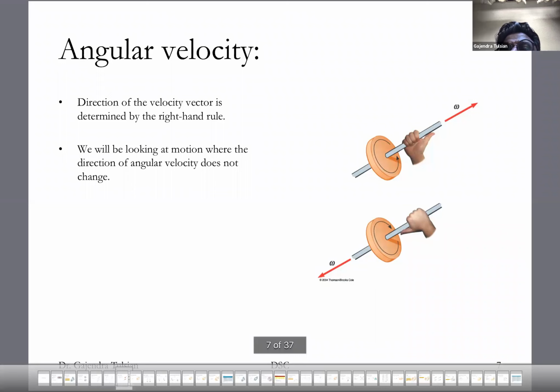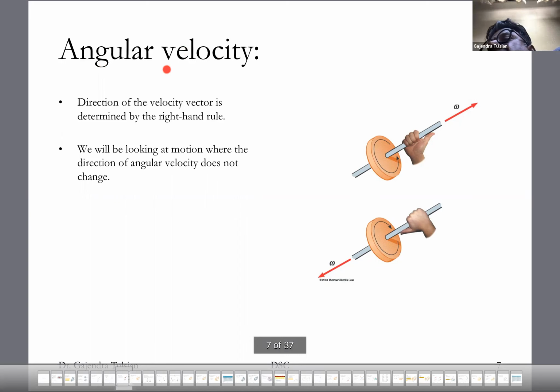All right, now in this slide, what we are seeing is the following. You saw in the linear motion case, velocity was a vector. Well, angular velocity is also a vector. For a vector, you need two things: magnitude and direction. So for angular velocity, we need to define the direction of the angular velocity. Here's how you figure out the direction of the angular velocity.